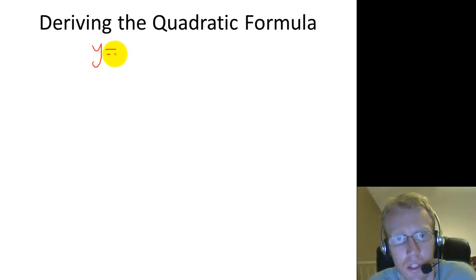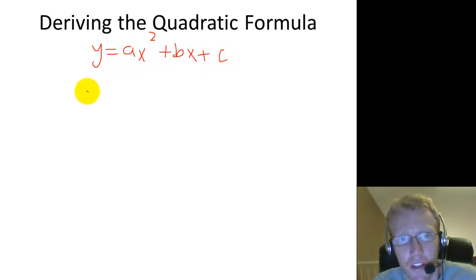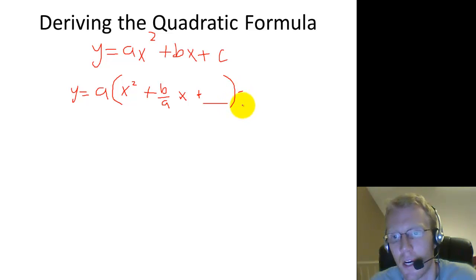So we're going to start with the quadratic formula for standard form: y equals ax squared plus bx plus c. The first thing we have to do is factor out the a value. If we factor out the a value, we're left with a times x squared plus b over a x, and then we're going to put in plus blank, minus blank, and then plus c.